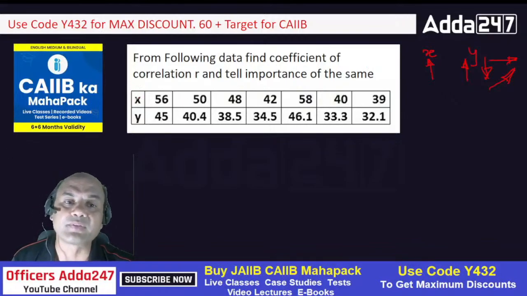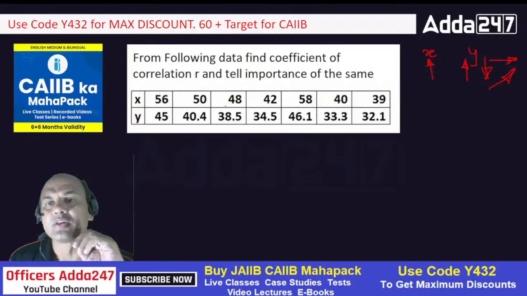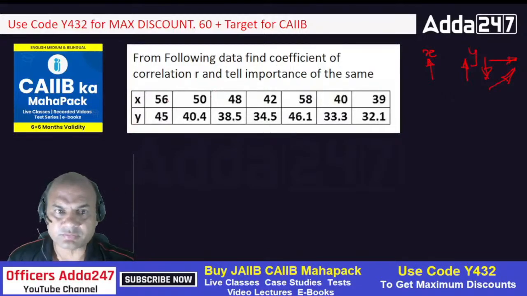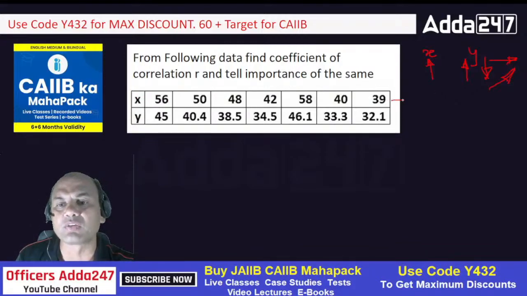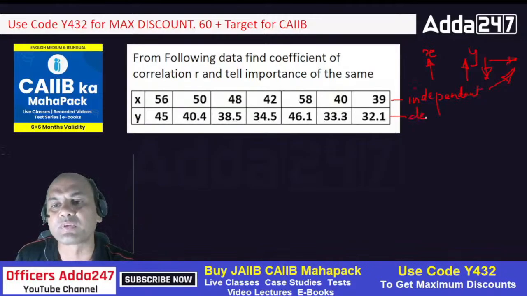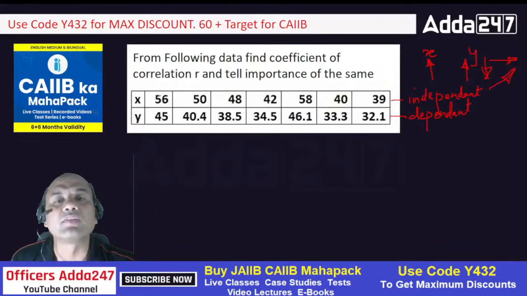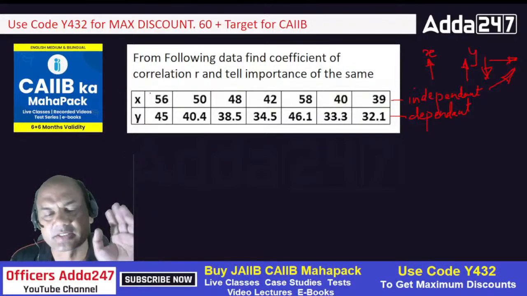Because in the exam you will be given this x and y, and then you will be asked to solve the numerical. Firstly understand, x is always an independent variable. Always, always and always. And y is always dependent. So if you are told to find the dependent or independent variable, always remember x is always the independent variable.